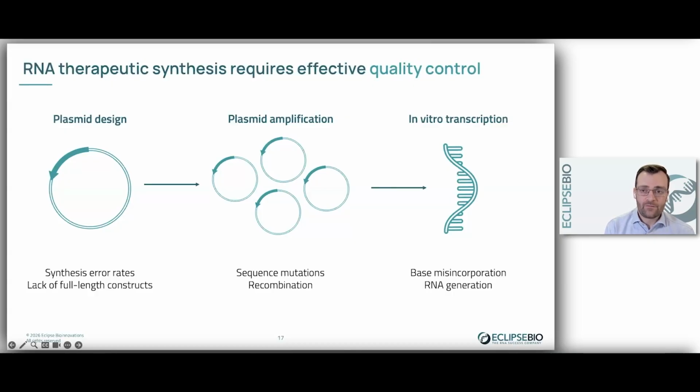While this is very effective, at each step there can be potential issues. There can be synthesis errors. You could have truncated full-length constructs. There can also be mutations that occur during recombination during the amplification, or base misincorporation during the in vitro transcription. And so it's important that the quality control approach that's used is, one, able to capture these, and two, get insights into where the specific issues have occurred, or if there are specific sequence designs that are contributing to these quality control issues occurring.